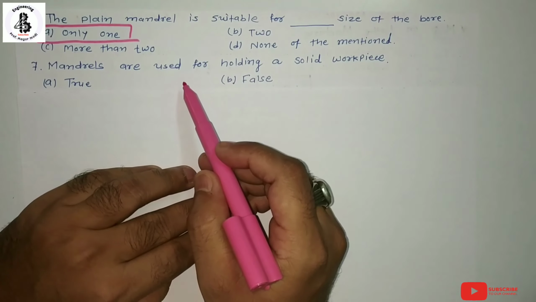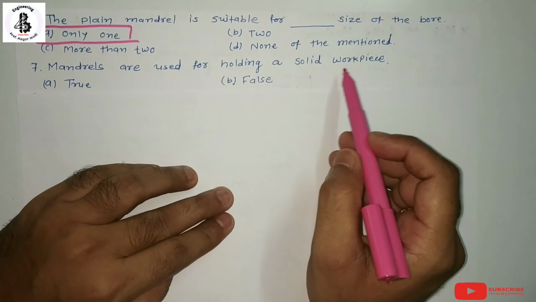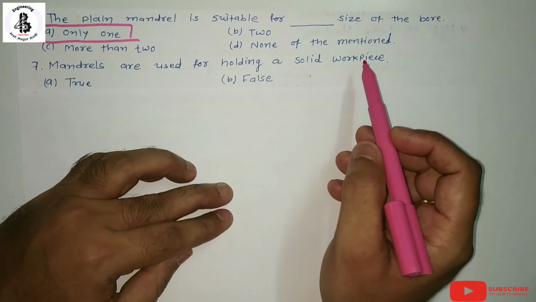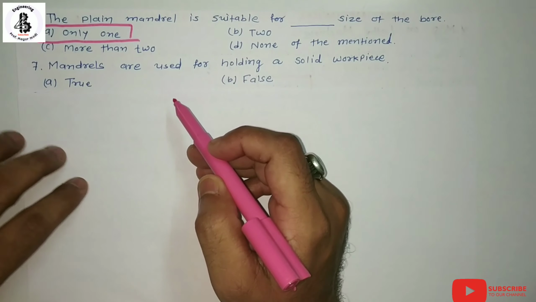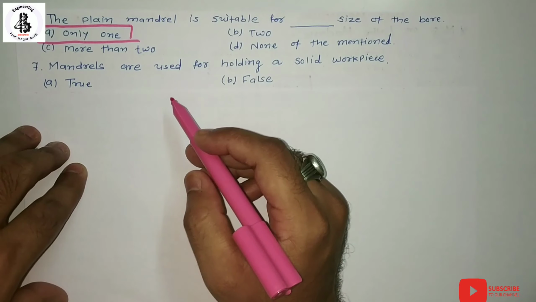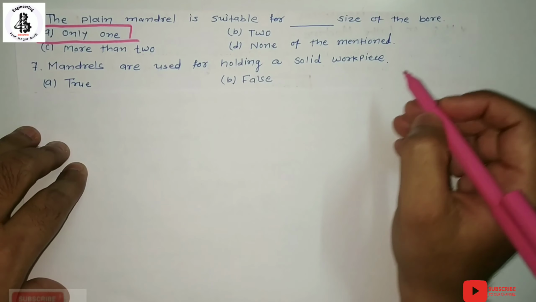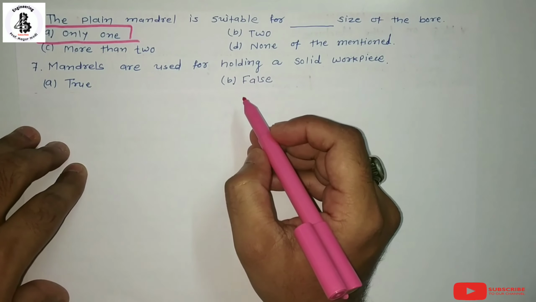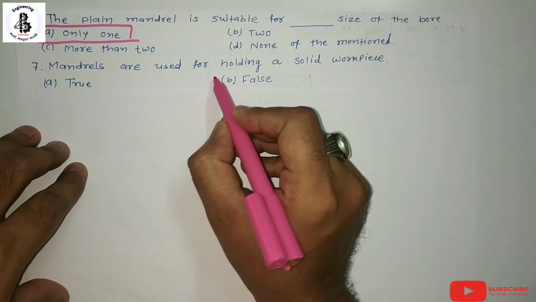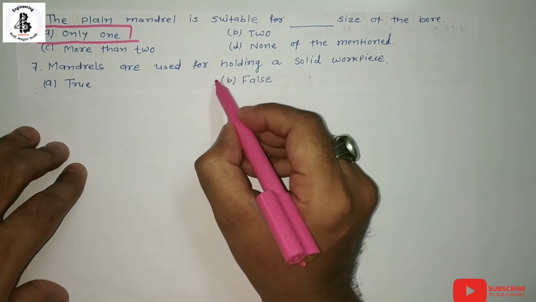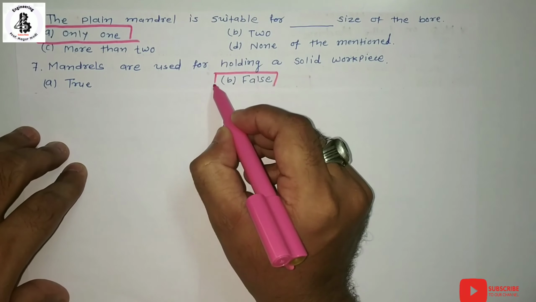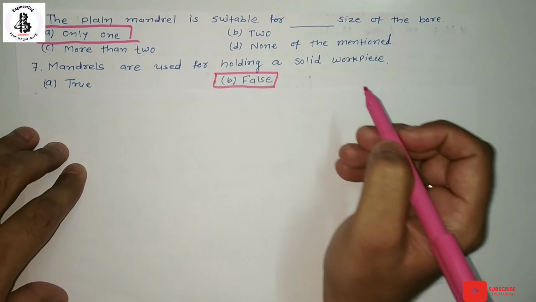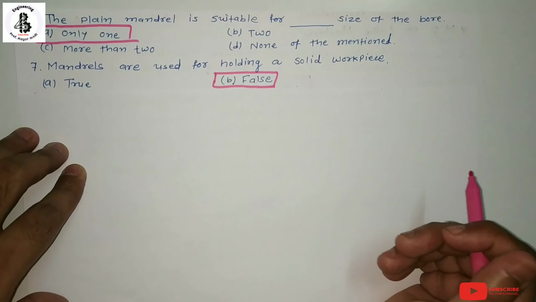Mandrels are used for holding a solid workpiece. That is the function of mandrels? Basically, mandrels are used for holding a hollow workpiece, not a solid workpiece, so that is a false statement. Option A, true, and option B, false. Mandrels are used to hold a hollow job on lathe machines.